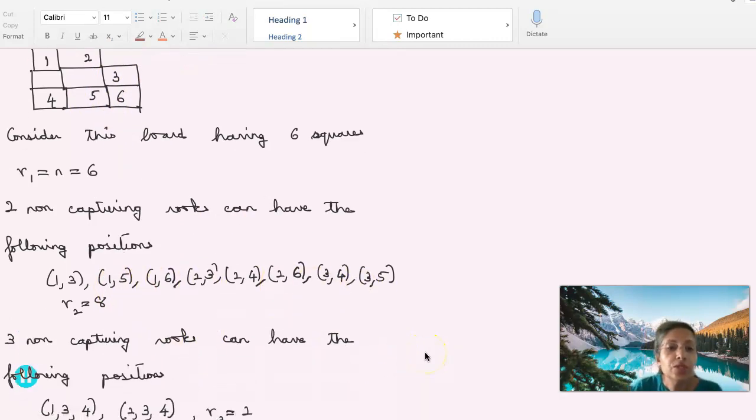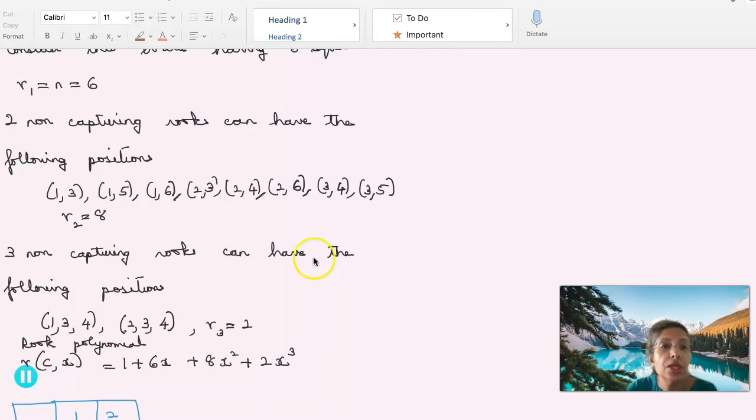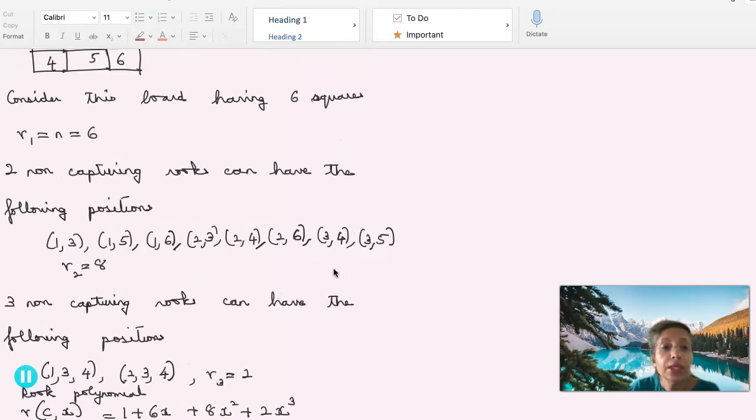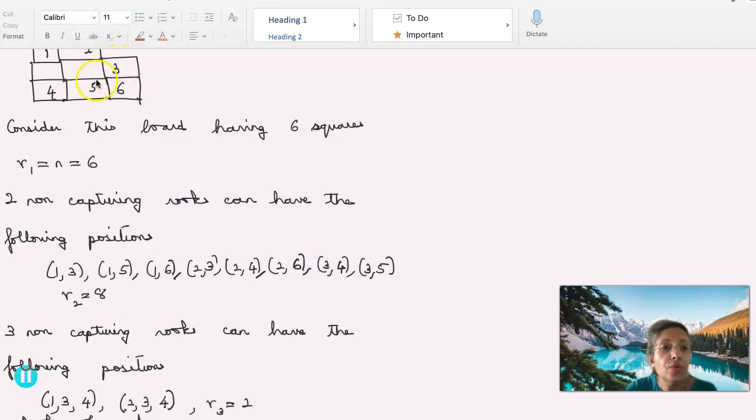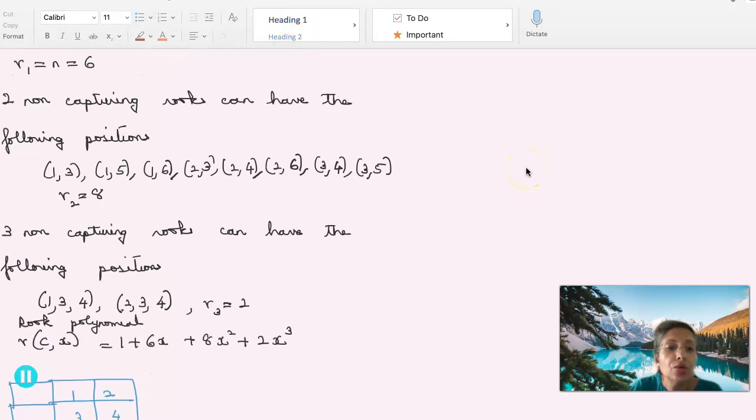So the 3 non-capturing rooks can have the following positions. Now going to 3 rooks, you can have 1, 3, 4 and you can have 2, 3, 4 also. So R3 equal to 2. What is R3? 3 non-capturing rooks. And totally your Rook polynomial will be 1 plus 6x plus 8x squared plus 2x cubed. So 6 is the total number of squares available, 8 is the number of positions for 2 at a time, and 2 is the number of positions for 3 at a time.